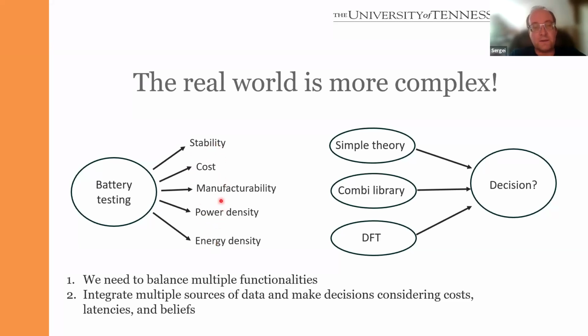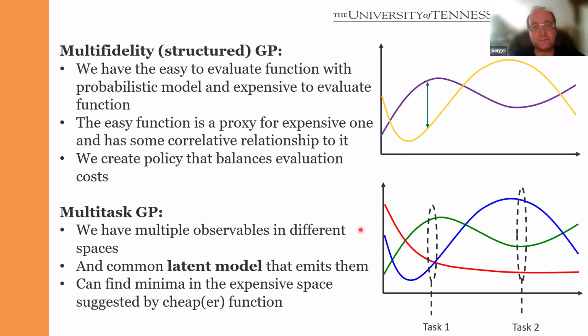multi-objective optimization. Very often we have specific industrial tasks like battery testing. There are multiple parameters that we care about. For decision making, very often we make decisions based on multiple sources of information. So we don't necessarily rely on the exploration of single parameter spaces. Sometimes we learn about the same object from multiple sources of information.